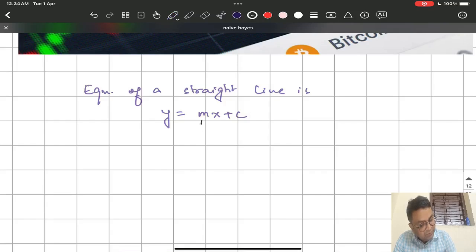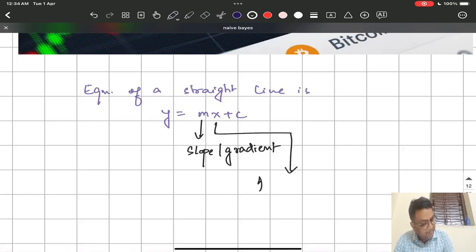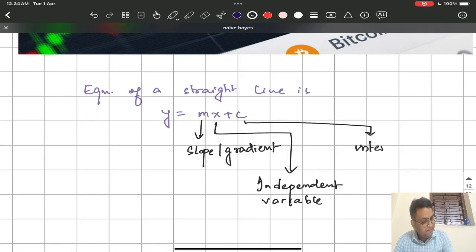M is the slope or gradient. Now what it is, we will discuss later on. X is the independent variable. C is the intercept. And y is the dependent variable.